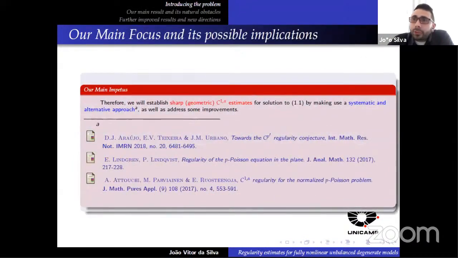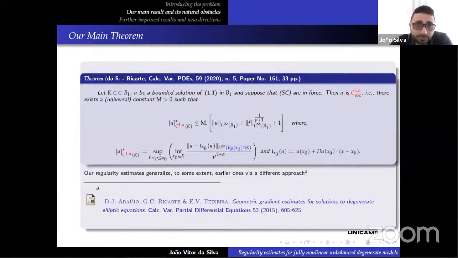Our approach was inspired by the following articles: a beautiful article due to Araújo, Teixeira, and Urbano, a very nice paper due to Lindgren and Lindqvist, and another one due to Attouchi, Parviainen, and Ruosteenoja. We use the strategy coming from these works.